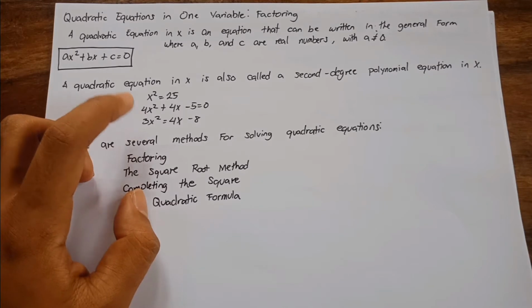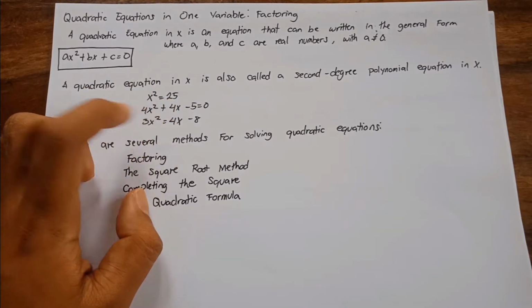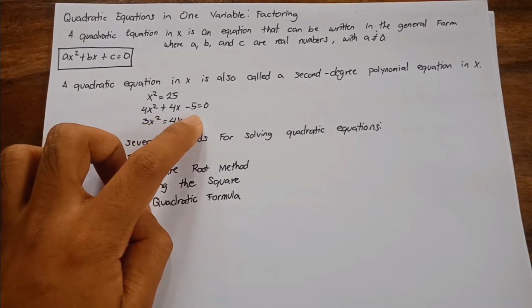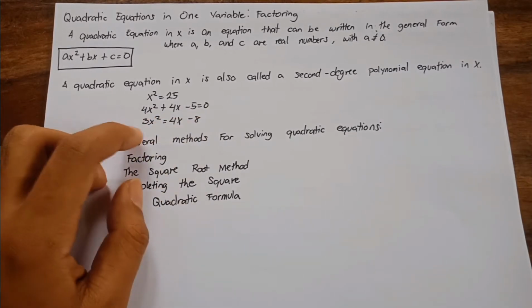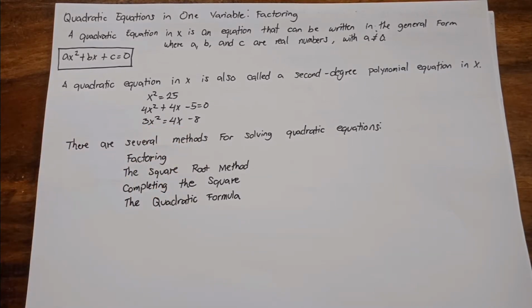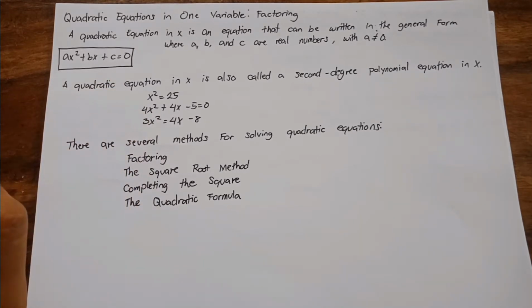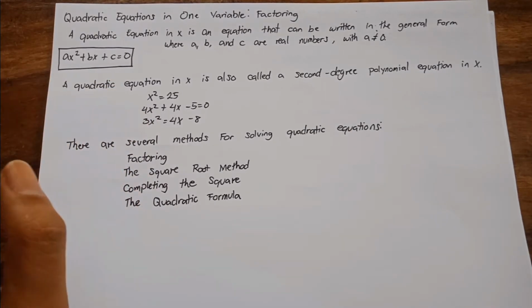Examples here are x squared equals 25, 4x squared plus 4x minus 5 equals 0, 3x squared equals 4x minus 8. This is the best quadratic equation.